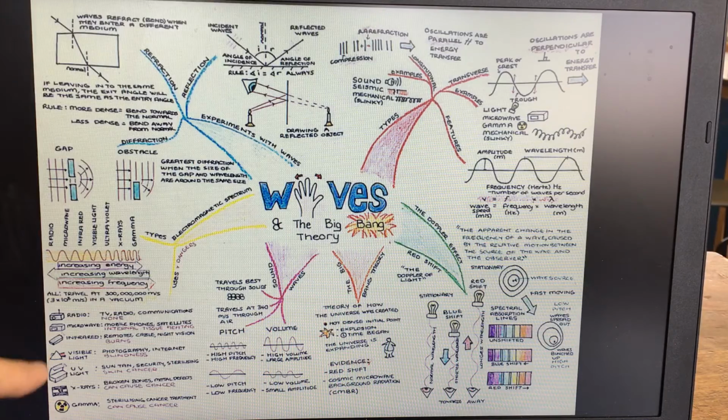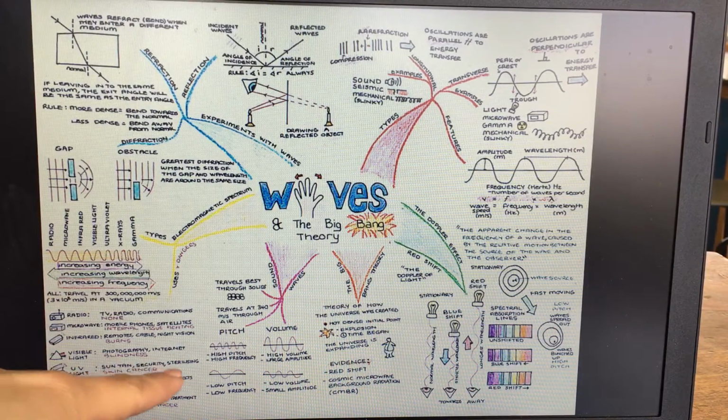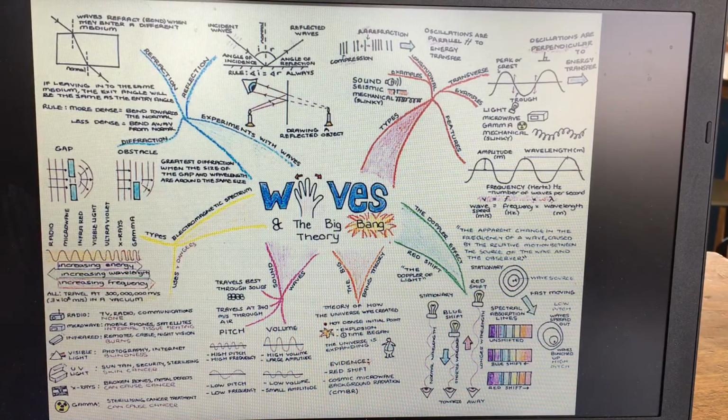UV light gives you a nice suntan. It can be used in sunbeds, it can be used in security tagging, and also it can be used to sterilise things from bacteria and so forth. Danger of it, it can cause skin cancer. X-rays, it's quite obvious, we can use for broken bones, metal defects. You can actually use it for some cancer treatments also. But the dangers of it, it can cause cancer.